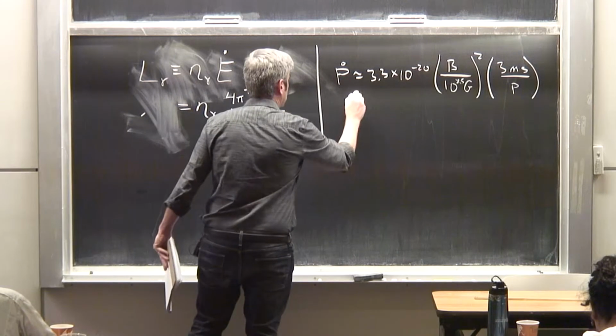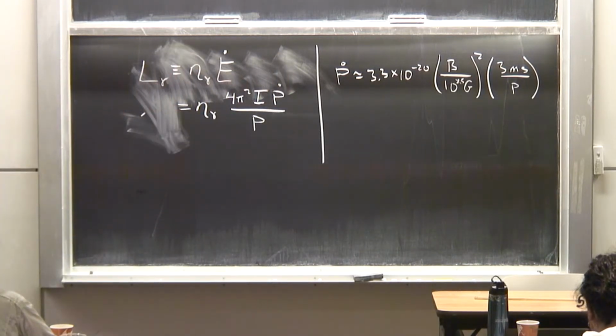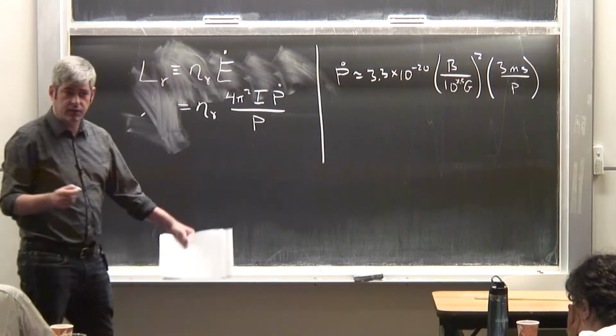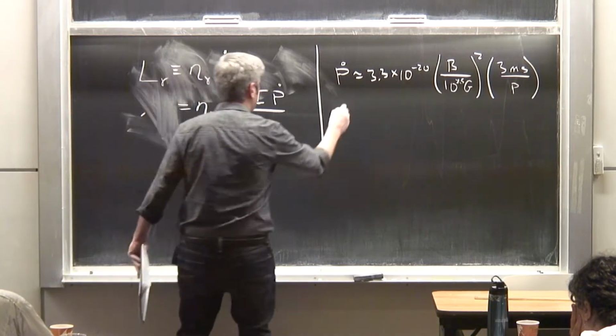I'm sorry, what's the exponent on that? You've got B over 10 to the something. That's B over 10^8.5 Gauss, quantity squared. You'll notice P dot is unitless. It's an inverse time times time, so it's exactly what you would expect.